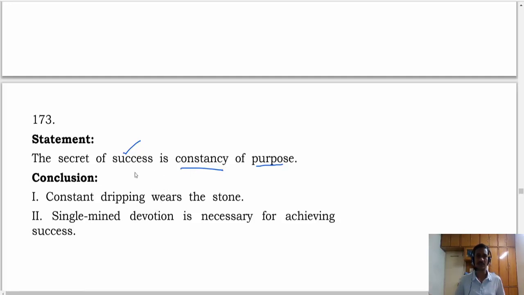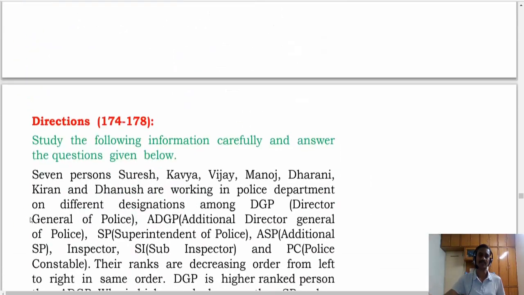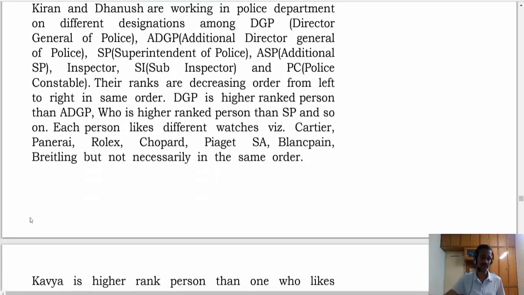Okay, a conclusion must be 100% definitely true. Constant dripping: if we continuously move from one thought to another, it wears the stone, but there is no purpose in that. Can we say that or not? Yes. Single minded devotion is necessary. Yes. And so what is your answer here? Both 1 and 2 choice. Okay, then 174 to 178.